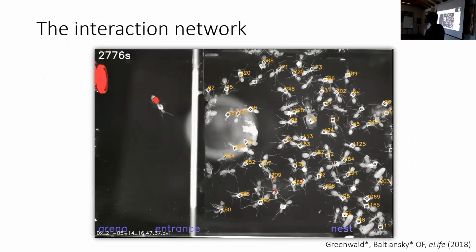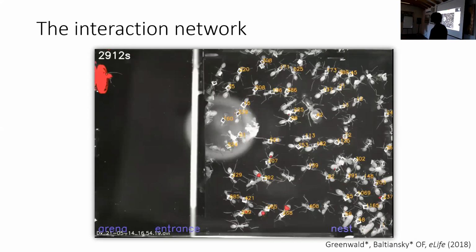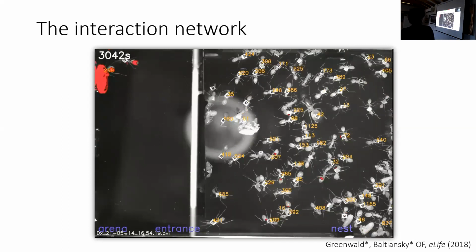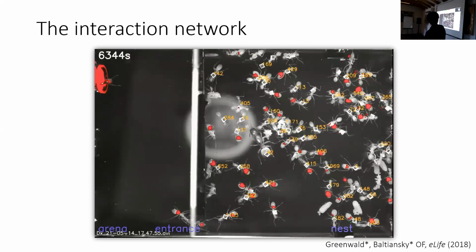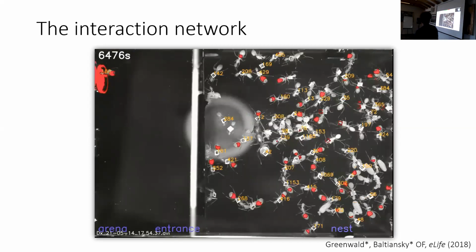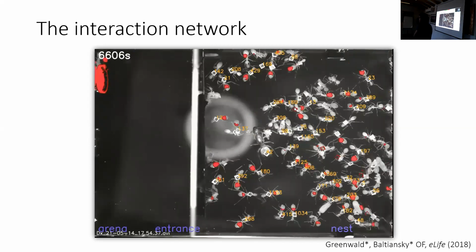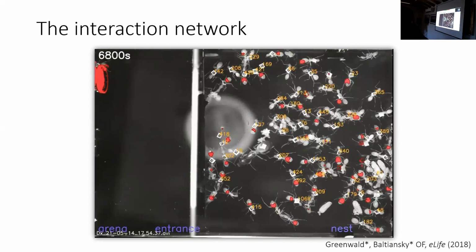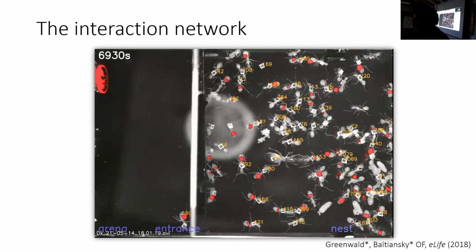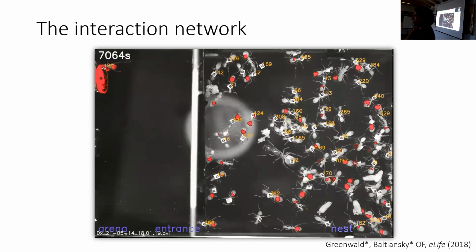So you can see how the food is flowing through the colony by a few foragers that go out. And now this is a later stage when more of the colony is full of food. And actually, when we analyze this, we see more and more that we can model what is happening pretty quantitatively and pretty well just by looking at random interactions.